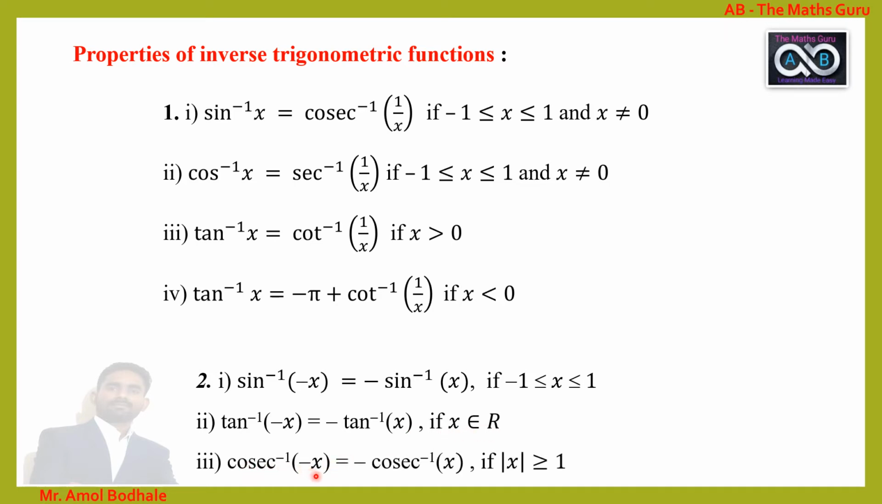Cosec inverse of minus x is equal to minus cosec inverse of x if mod of x is greater than or equal to 1. So to remember these properties, we can relate all these properties with reciprocal trigonometric functions, as sine is reciprocal of cosec, cos is reciprocal of sec, tan is reciprocal of cot. As well as to remember these identities, we can relate with sine of minus theta as minus sine theta, tan of minus theta is minus tan theta, cosec of minus theta is minus cosec theta. So the negative angle formulas, which we already learned in 11th, we have to remember for inverse trigonometric functions.